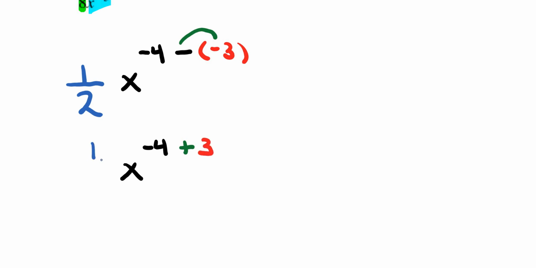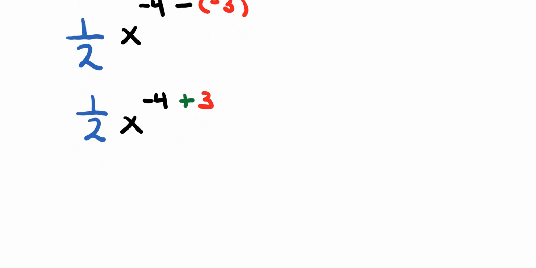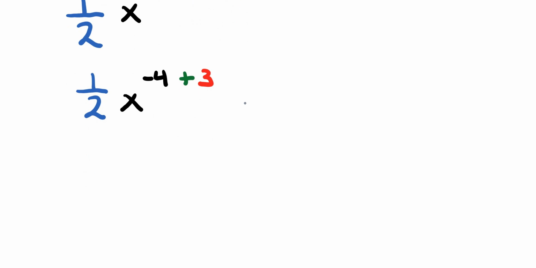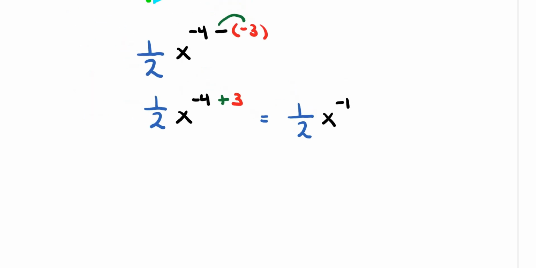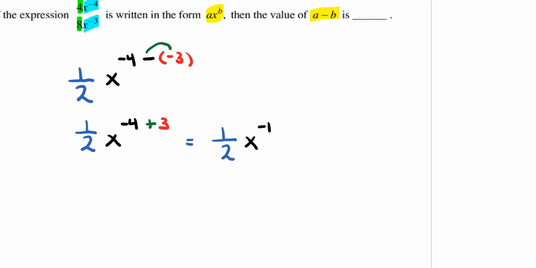And I have the 1/2 in front. And if I keep on simplifying here, I get to 1/2. And then I have the x here. And negative 4 plus 3 is going to be negative 1. Okay, so now I need to write this in the form of x to the b.